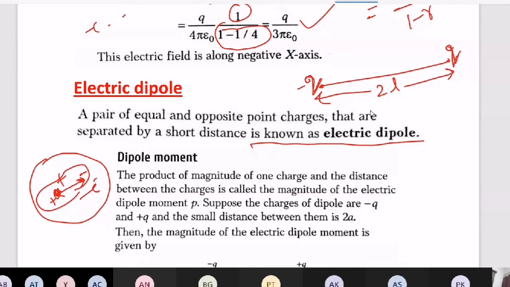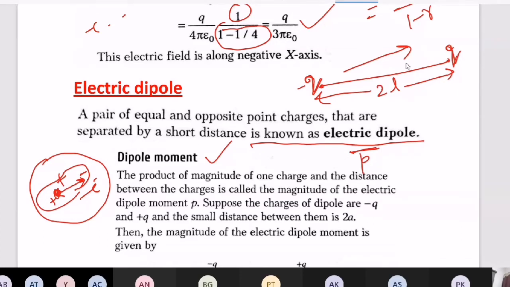Such a dipole has some strength to produce an electric field because there are some charges, and that strength we are defining as the dipole moment. We represent it with the symbol P, and it is a vector quantity, that's why P bar, and its direction is always from minus q to plus q. That means from the negative charge to the positive charge.